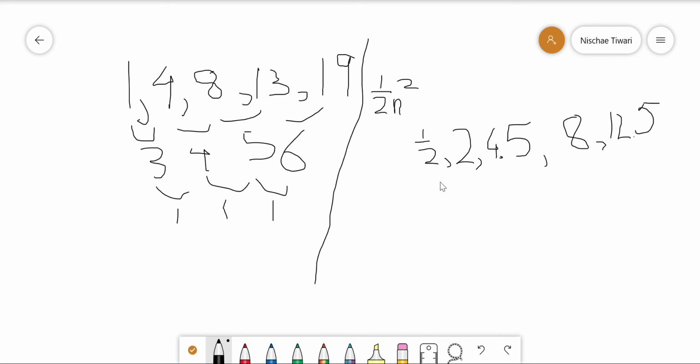Okay, now that we have that, we don't look for the first differences within this, but we compare to this pattern over here. For our first term, what do we have to add to a half to get to 1? We have to add a half, right? So go ahead and add a half below this. Then for 2, you need to add 2 to get to 4. For 4.5, you need to add 3.5. Yeah, 3.5.